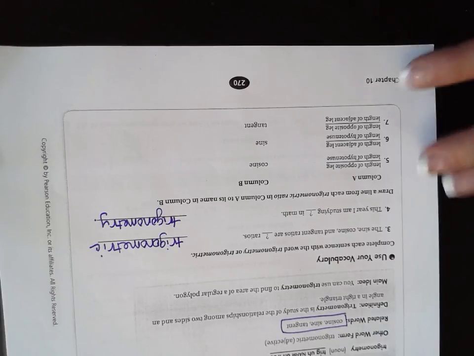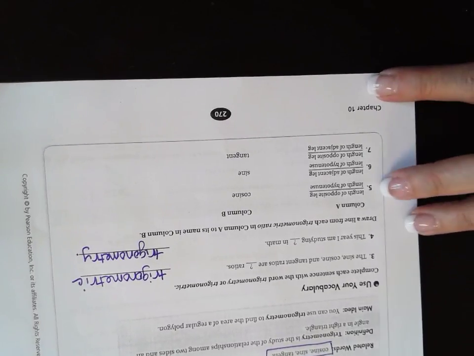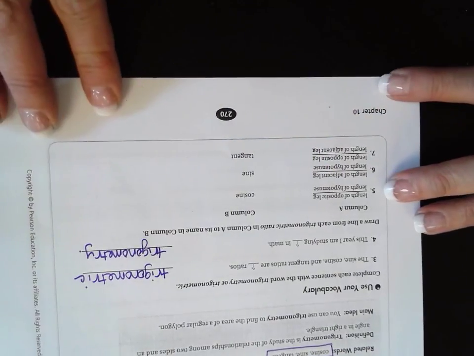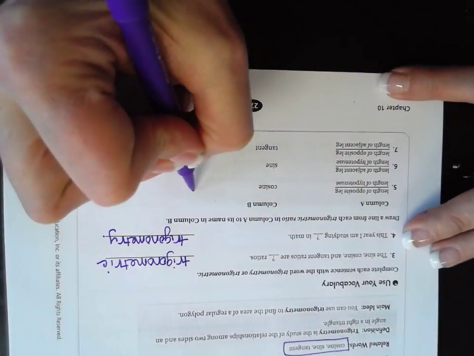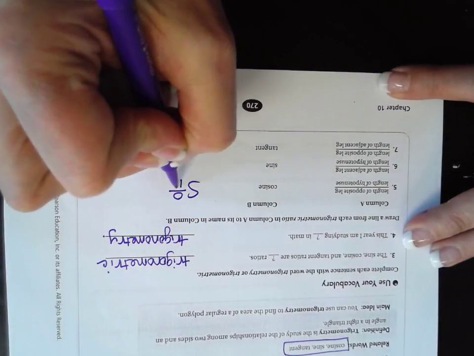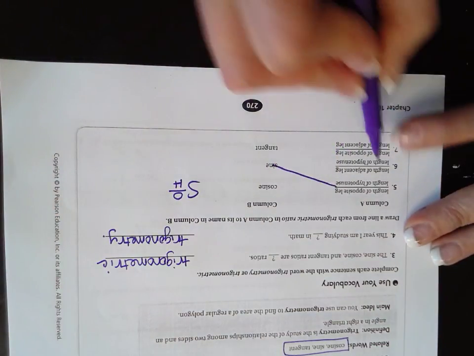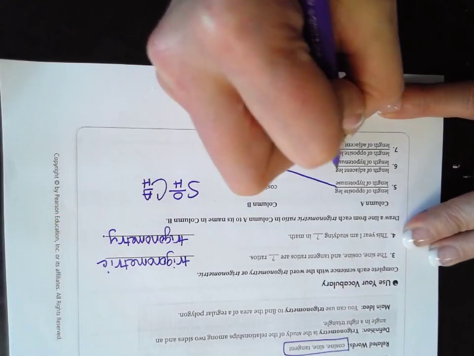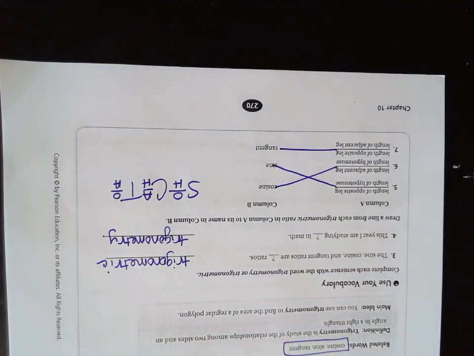Good? All right. What's my trigonometric ratio from column A to column B when it's opposite leg and hypotenuse? Do we need to refer back? It's sine. Okay, because sine is opposite over hypotenuse. So that would go sine. What's adjacent over hypotenuse? And tangent is TOA. Good? Remember that part?